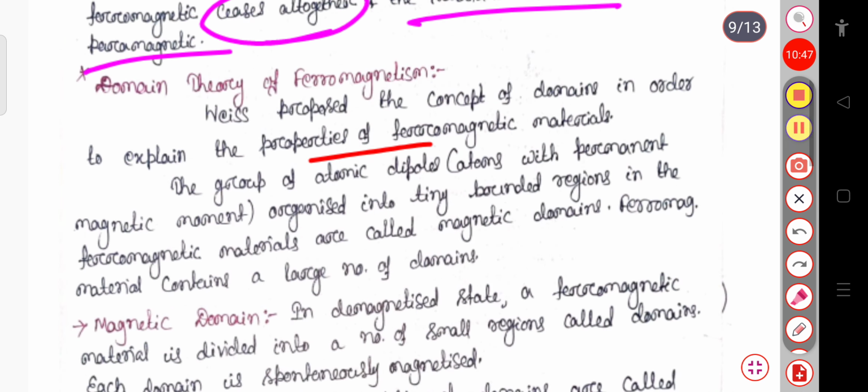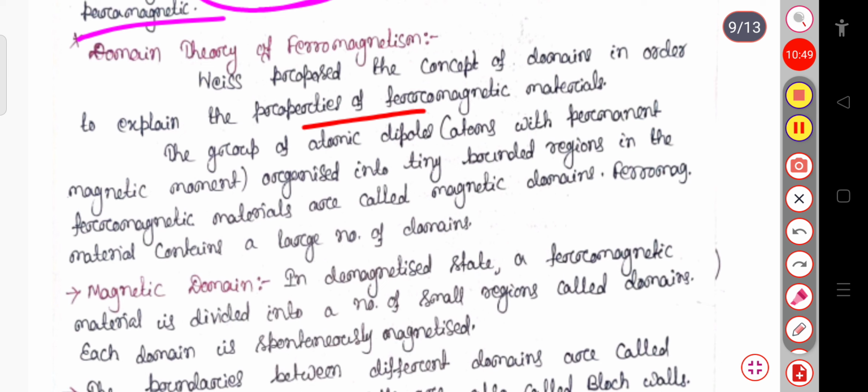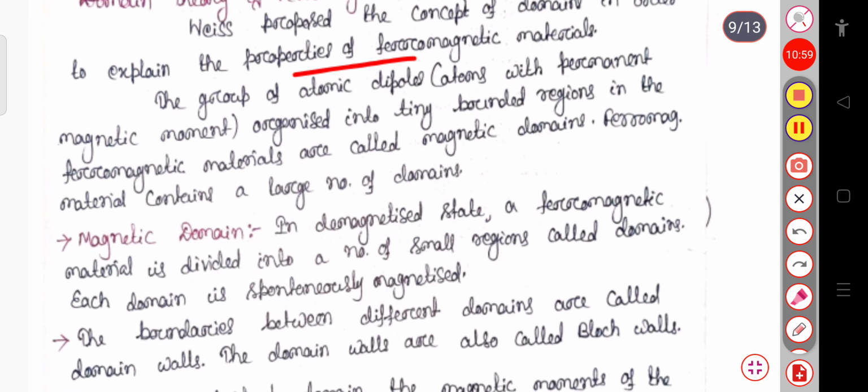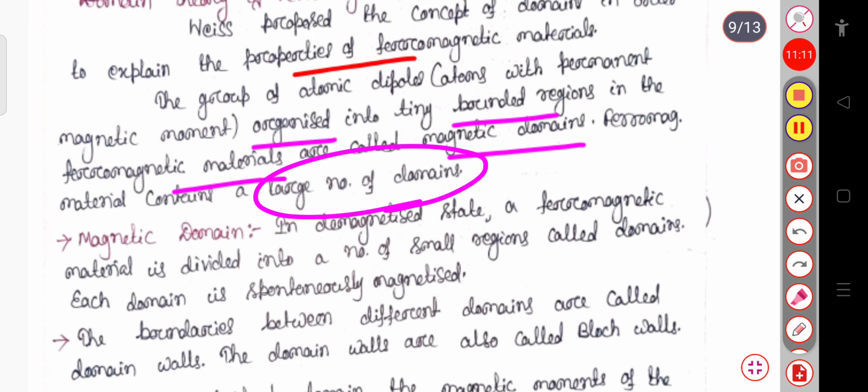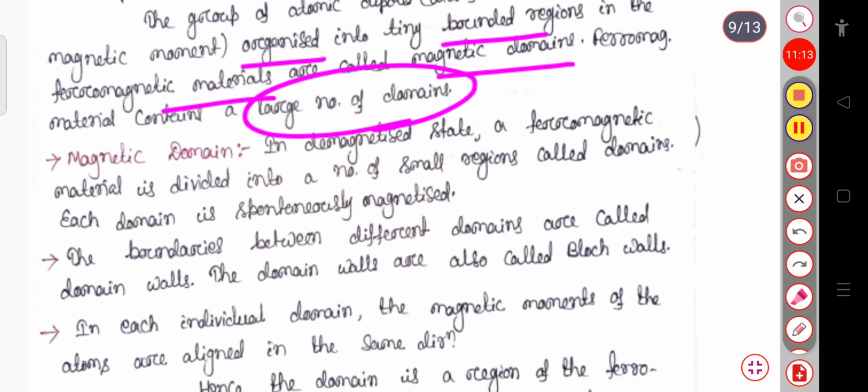Now let us see the domain theory of ferromagnetism. Weiss proposed the concept of domains in order to explain the properties of the ferromagnetic material. You already know what domains are. A group of atomic dipoles, atoms with a permanent magnetic moment, organized into tiny bound regions in the ferromagnetic material are called magnetic domains. So the ferromagnetic material contains a large number of domains. So what are the magnetic domains?